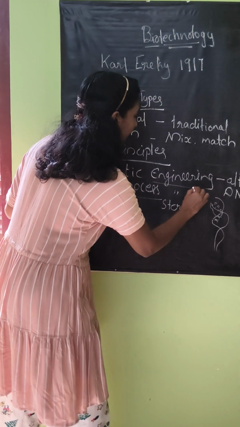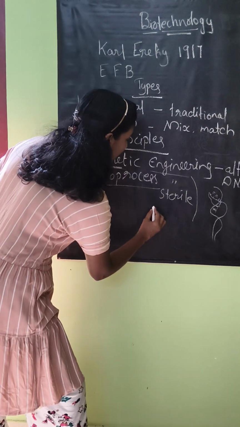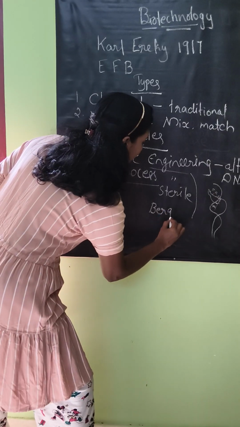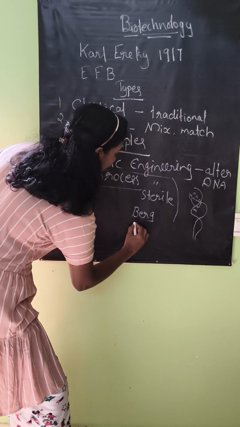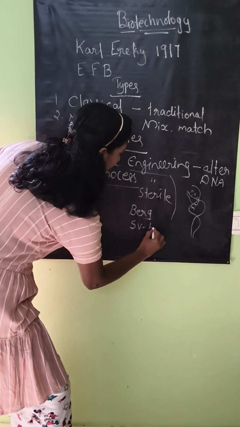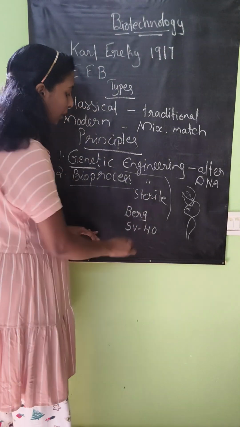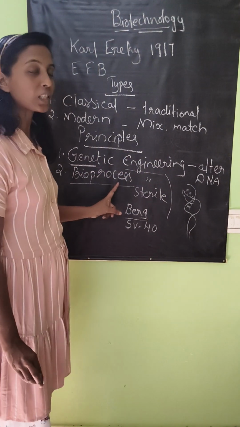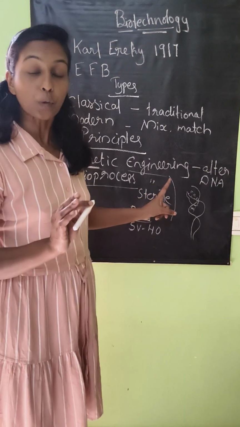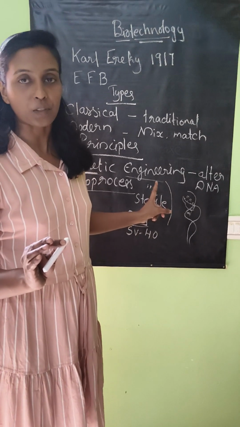One more point here: genetic engineering was first discovered by a scientist named Berg. Berg isolated a gene called SV40 and inserted it into a bacteriophage. So Berg is called the father of genetic engineering. And in bioprocess engineering, by using useful microorganisms we can produce different products. So it is called bioprocess engineering.